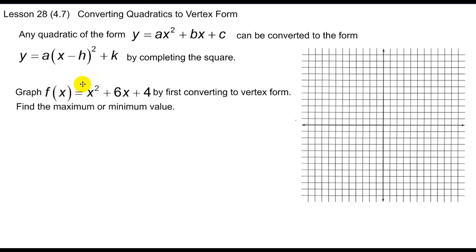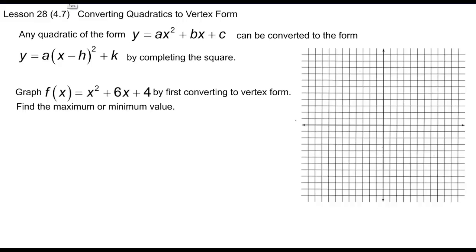And what we're going to do today is we're going to convert from one form to the other and then graph in this a(x minus h) squared plus k form, or vertex form. And we'll start with this example of x squared plus 6x plus 4 and convert that using completing the square.